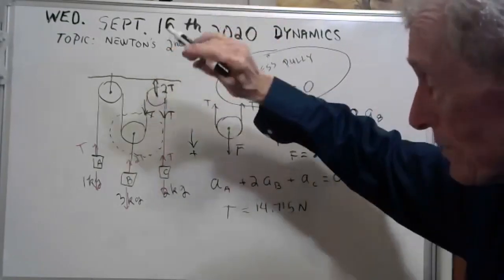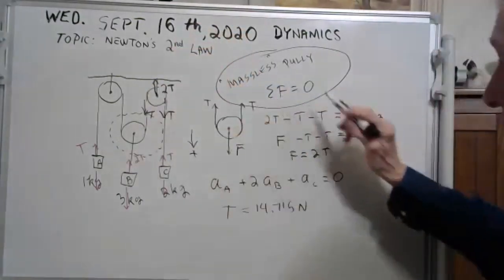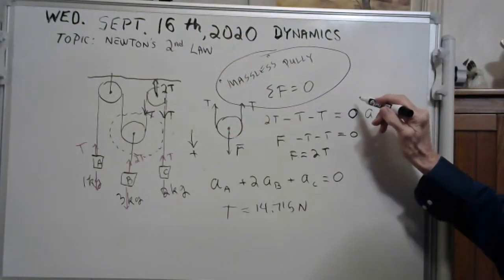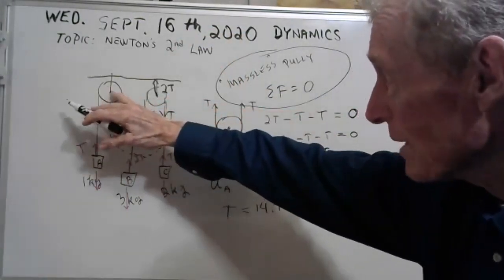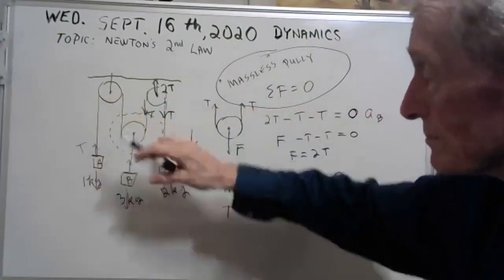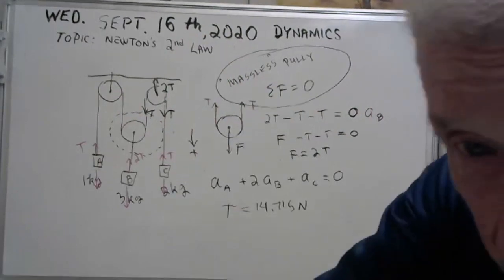Well, no, wait a minute. I'm getting mixed up. The acceleration is 0 and the mass is 0. So you got 2 zeros on that one there. And here the acceleration is 0 and the mass is 0. I think you understand.